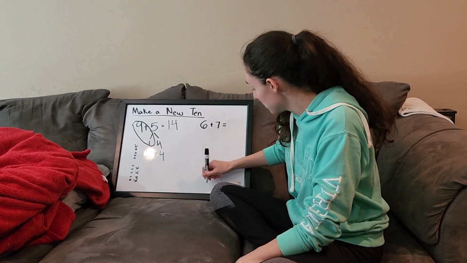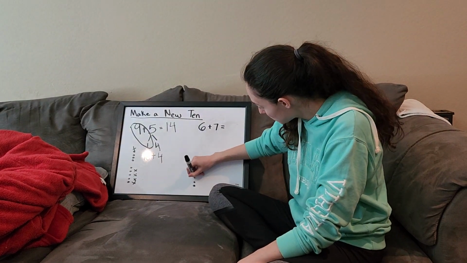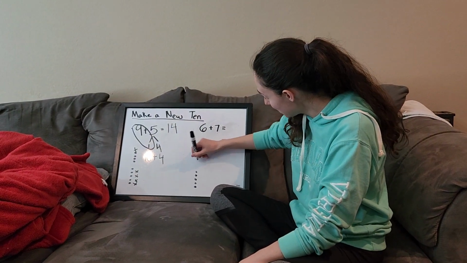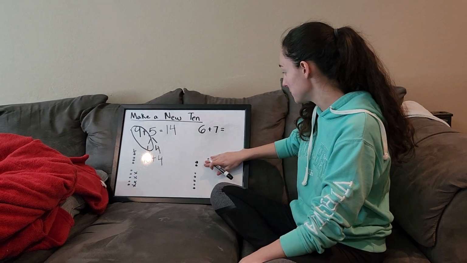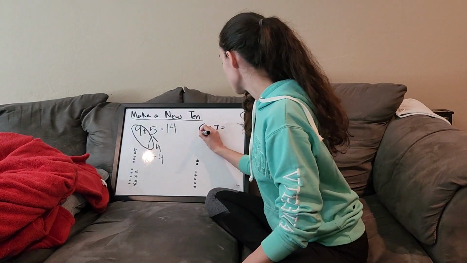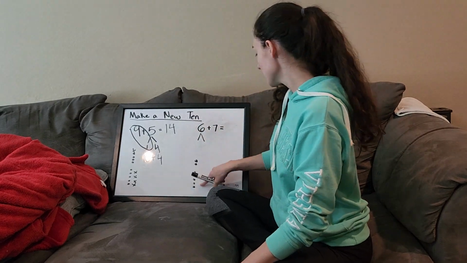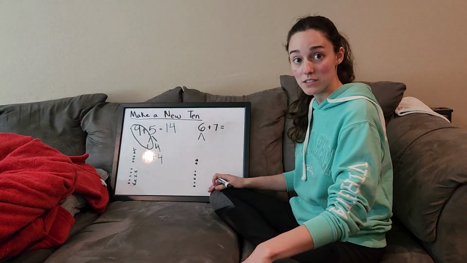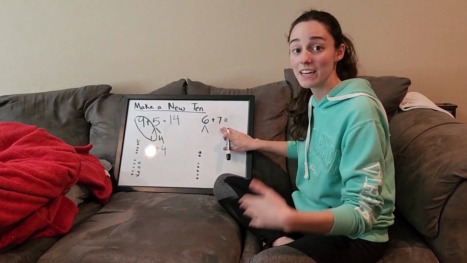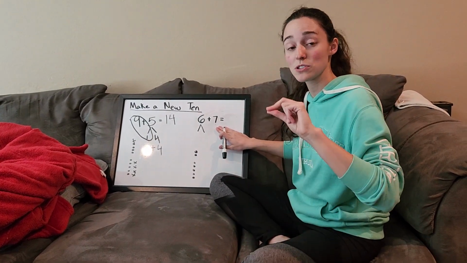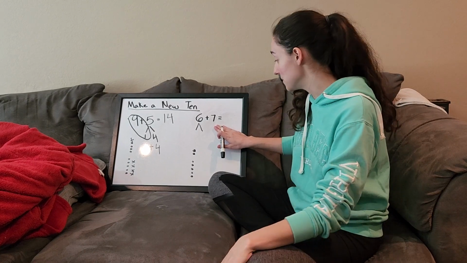That 7, we want to keep it, so we go 1, 2, 3, 4, 5, skip a space, 6, 7. So I got my 7. Now I'm going to start breaking my number apart so that I can do this method. For 7, I know that I need 3. 7 and 3 are friends of 10.